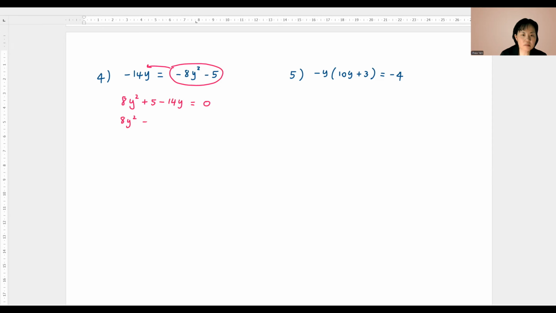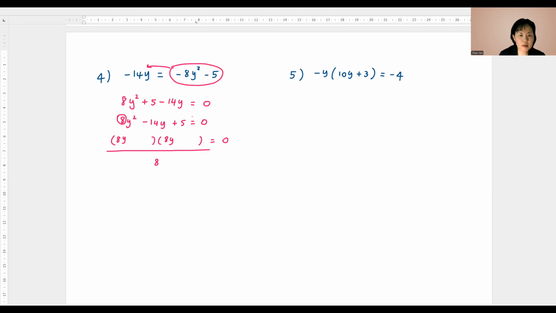8y squared minus 14y plus 5 equals 0. Now we need to factorize this. There are a few ways of factorizing, and I'm going to do the grouping here. I'm going to put it into factor form all over the coefficient of highest degree, which is 8 here. So I'm going to put 8y.